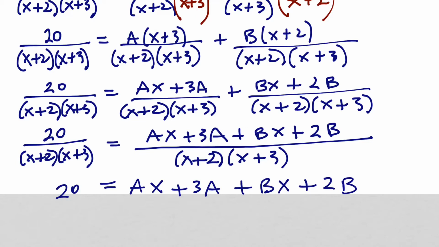Now I know that if I have a constant on the left-hand side, the constants on the right-hand side must add up to 20. So I have a 20 on the left, which means I must have 20 on the right. So 3a plus 2b must add up to 20.